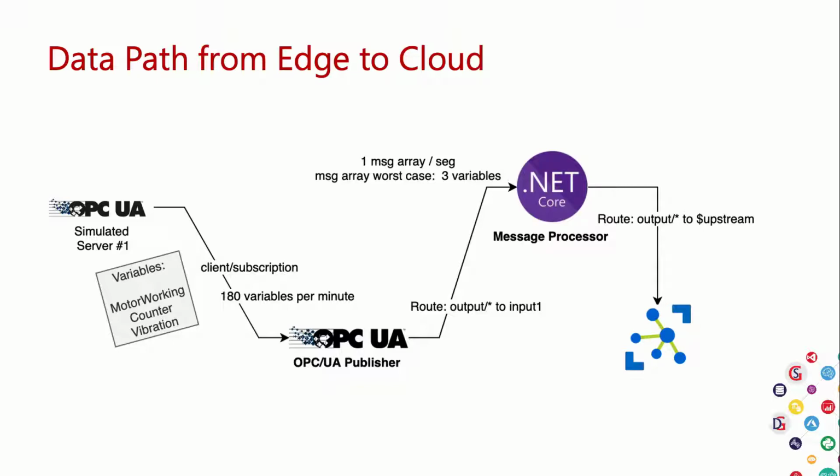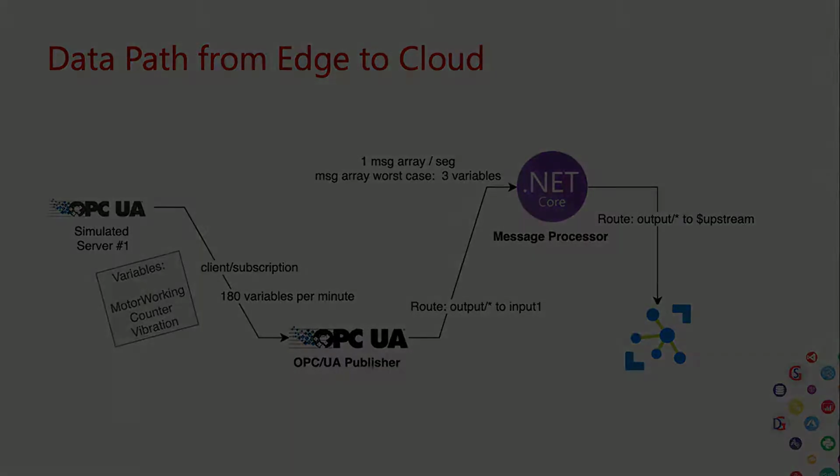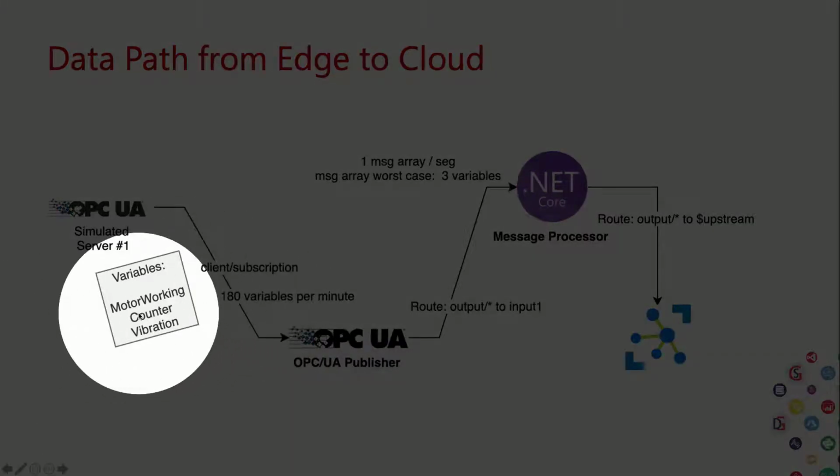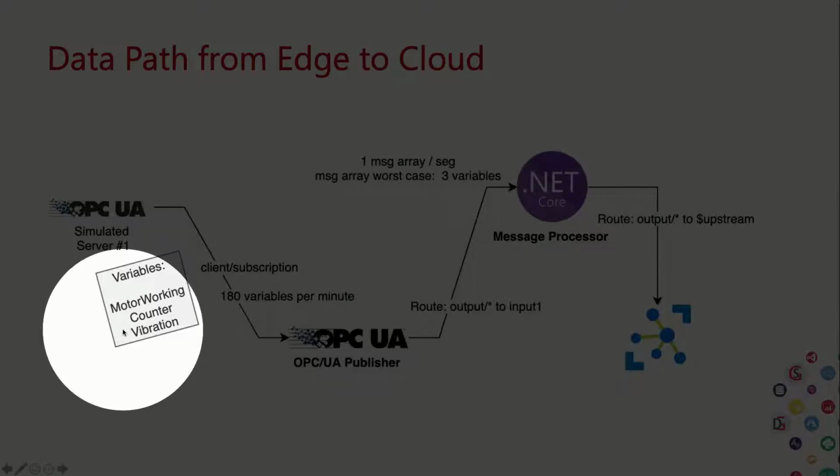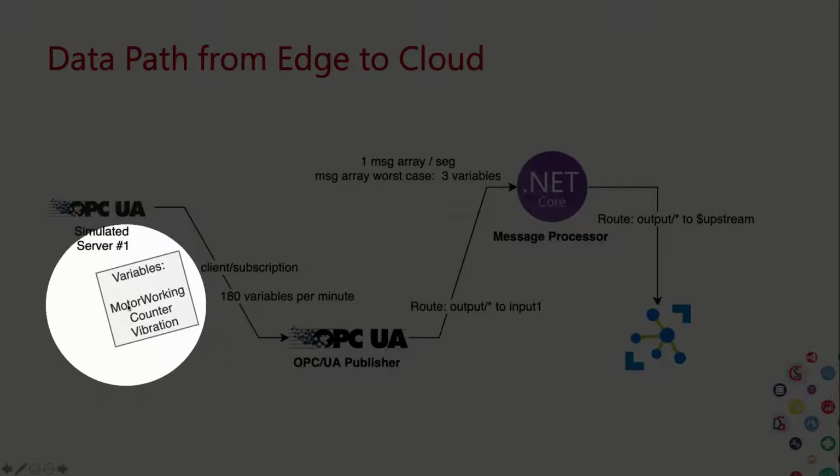First of all, we need a simulated server. On this simulated server, I will have 3 variables. Method working, like true or false. Counter, 1, 2, 3. Here I can use a counter, or another number that you prefer. For this example, a counter is a good idea. So we go from 0 to 80, I believe. We will see on the simulated server, and we have the vibration over here.